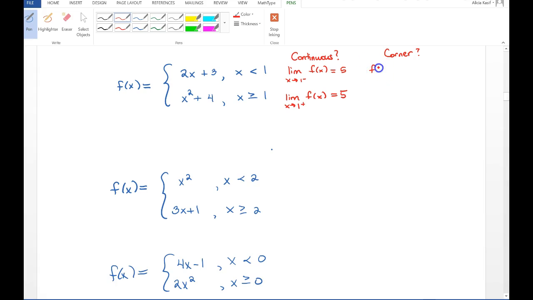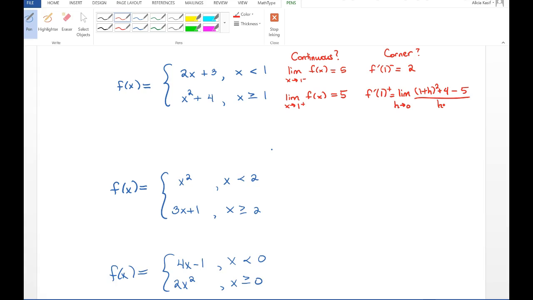So here, I'm looking for the derivative of 1 from the left. Well, that's an equation of a line, y equals mx plus b. So what's the derivative from the left? 2. Now I want to make sure the derivative from the right is also 2. That one takes a little bit more work. That's going to be the limit as h approaches 0 of 1 plus h squared plus 4 minus 5, because it's f of x plus h minus f of x. And remember, we're plugging in a value of 1.